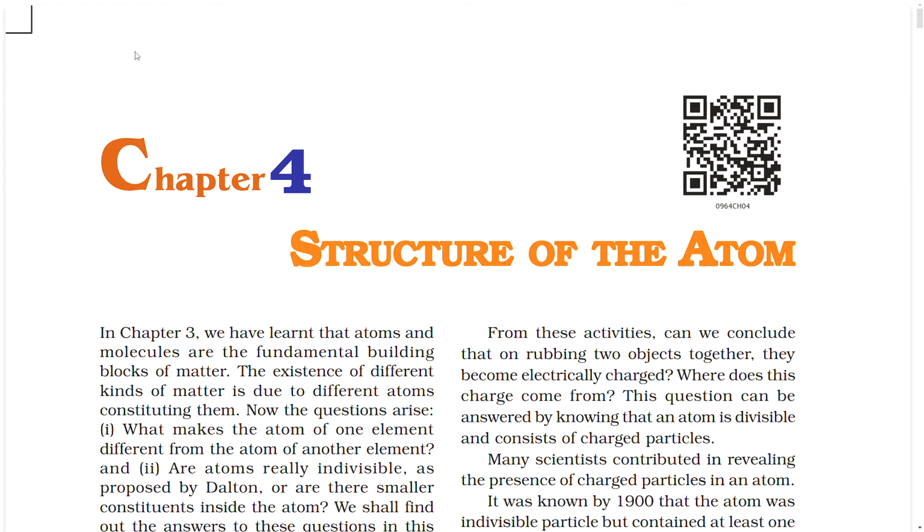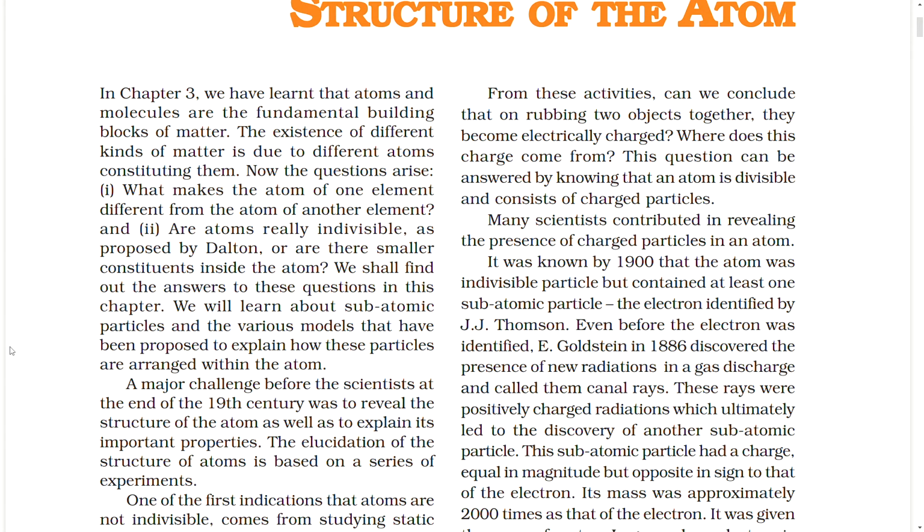Now the questions arise: 1. What makes the atom of one element different from the atom of another element? And 2. Are atoms really indivisible as proposed by Dalton, or are there smaller constituents inside the atom? We shall find out the answers to these questions in this chapter.